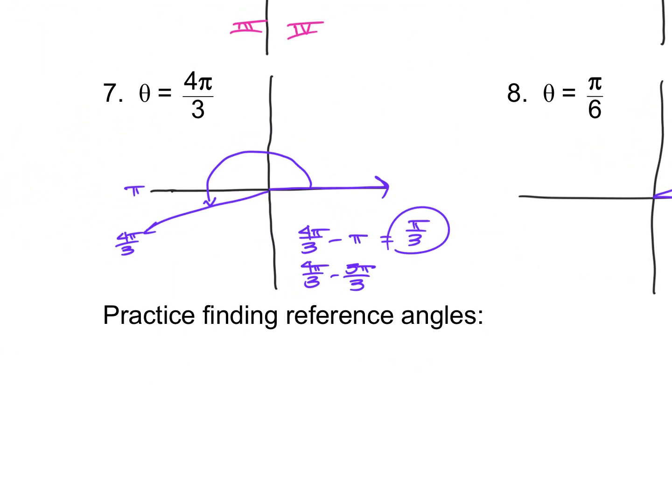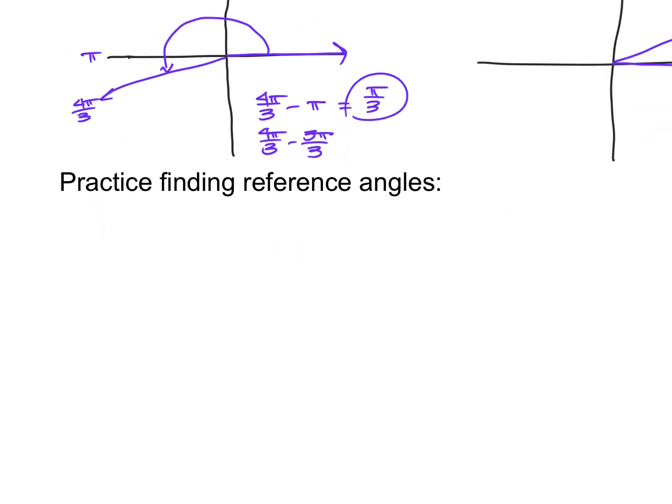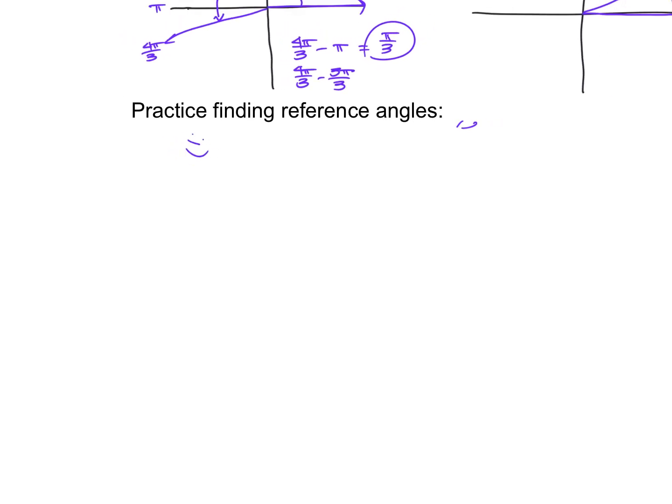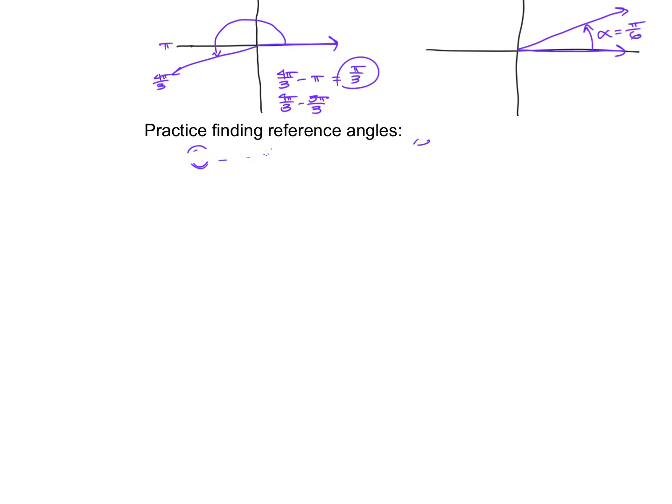Now, one more, and then we will be done. If I gave you the angle theta is equal to 7 pi over 6. Theta equals 7 pi over 6. Draw it and find the reference angle.